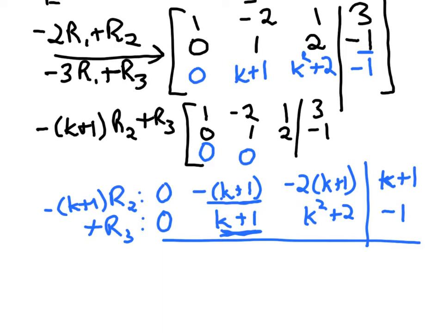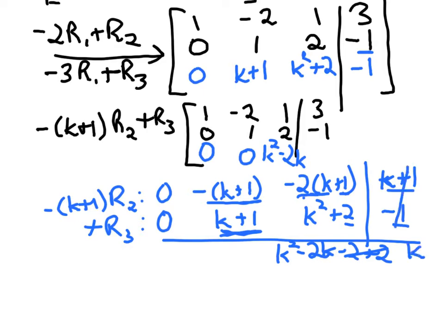Now over here, we'll have k squared, a negative 2k right here, and also negative 2 times 1, so negative 2 plus 2, the net there is 0. So in this position you'll have k squared minus 2k. And in the last entry, you have k plus 1 minus 1. The plus 1 and the minus 1 cancel each other out, and you have just k in this entry here.